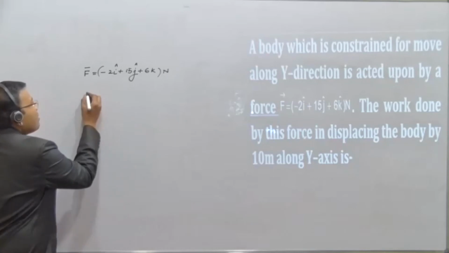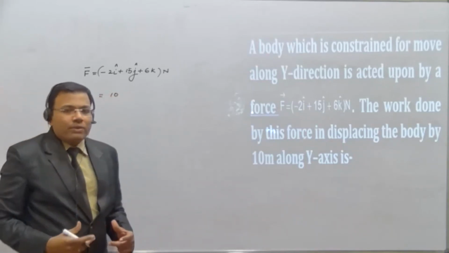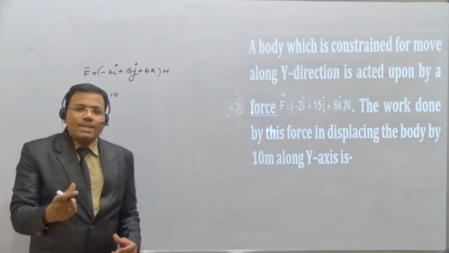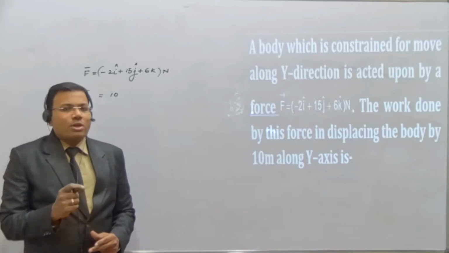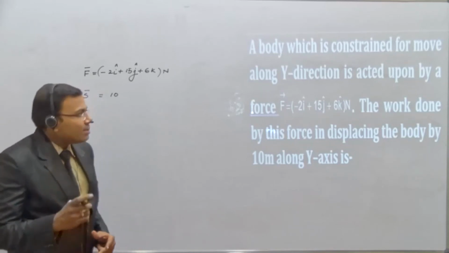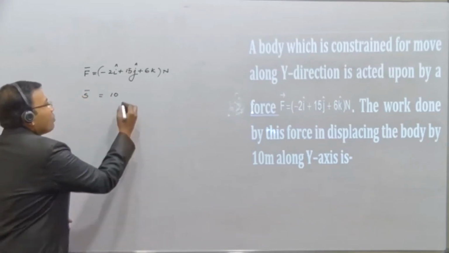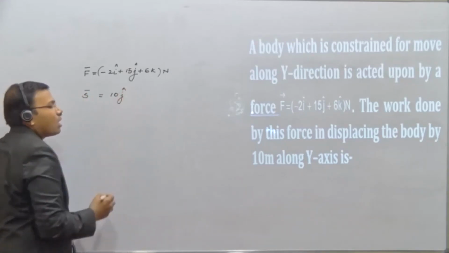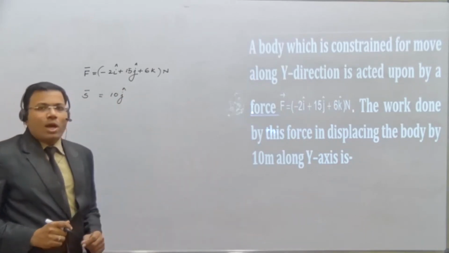So I'm writing the displacement vector as 10 meter, but students, you should know that for the x-axis we take a unit vector i, for the y-axis we take a unit vector j, and for the z-axis we take a unit vector k. So here the body is moving 10 meters along the y-axis, so I have to write 10j. I hope it is clear. I am writing 10j because the body has motion along the y-axis.